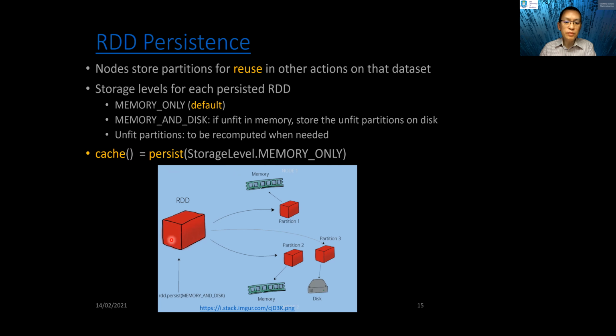So here is a nice illustration. When you have memory only, your partition will be stored in memory. If you persist with memory and disk, then your partition will be kept in both memory and disk.